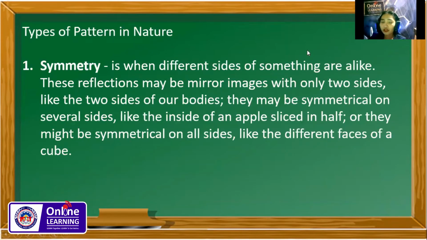Okay, so we proceed to the patterns in nature. There is something called symmetry. Symmetry is when the different sides of something are alike. This may be a reflection or mirror image with only two sides, like the two sides of our body. They may be symmetrical on several sides, like the inside of an apple sliced in half, or they may be symmetrical on all sides, like the different pieces of a cube.